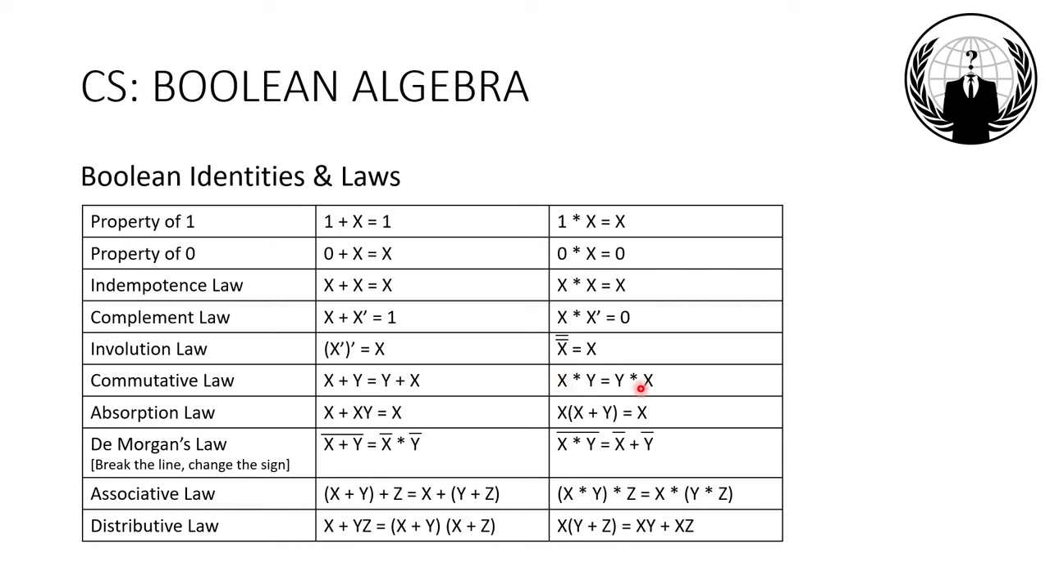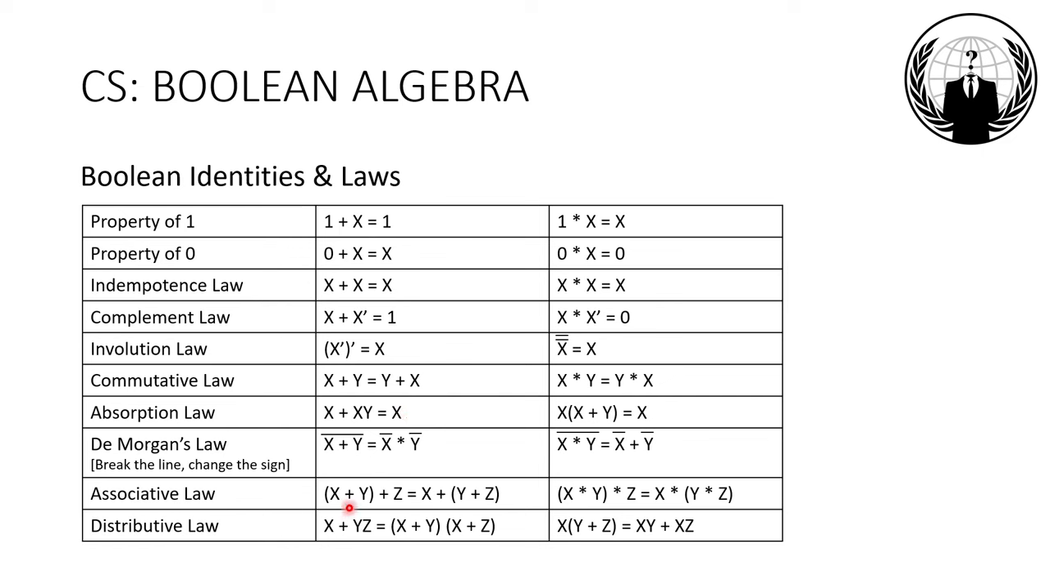X into y is equal to y into x. Now absorption law, as we can see here, the value of x is being dominant over y. So x plus xy is equal to x, and x into x plus y is also equal to x. If we open the bracket, x into x, by idempotence law, is also equal to x, and then x plus xy, which is already the result here, is x.